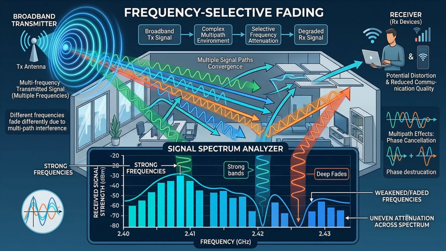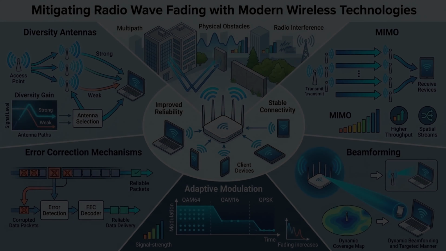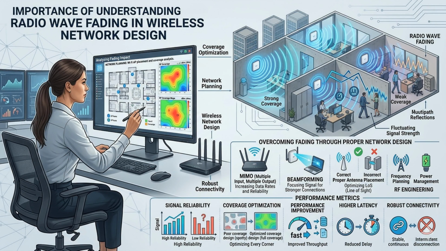Frequency selective fading occurs when different frequencies within the same signal experience different levels of attenuation. In Wi-Fi networks, fading can result in reduced throughput, increased packet retransmissions, higher latency and intermittent connectivity issues. Modern wireless technologies help mitigate fading through techniques such as diversity antennas, MIMO, beamforming, adaptive modulation, and error correction mechanisms. Understanding fading is essential for designing robust wireless networks, as it directly impacts signal reliability, coverage, and overall communication performance.